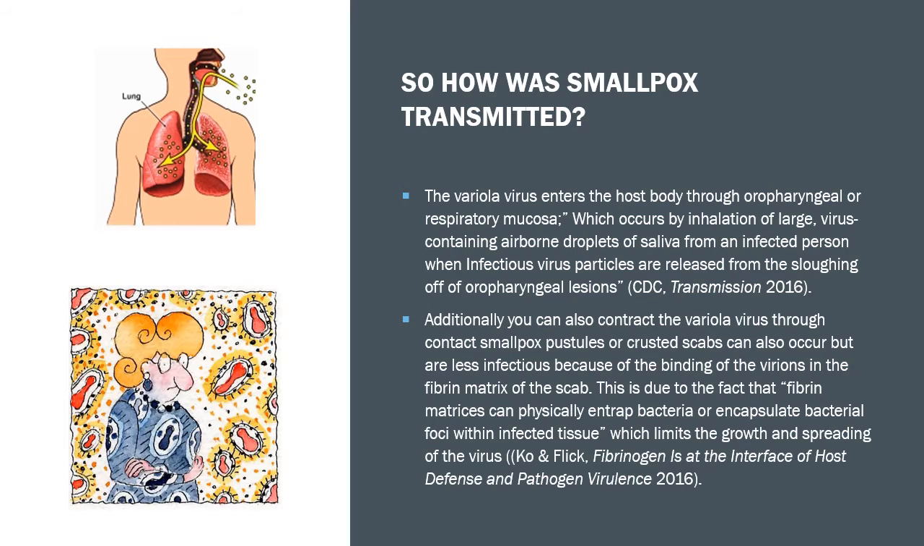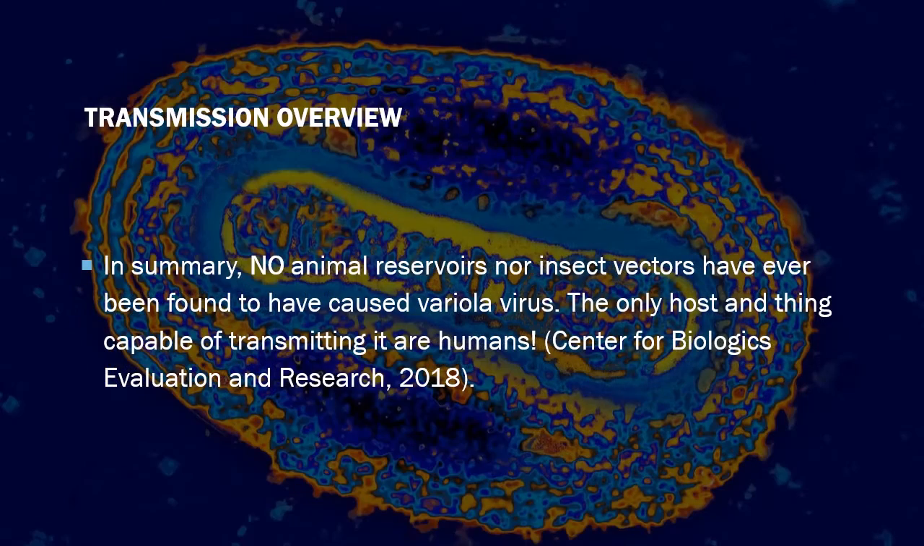Additionally, you could also contract it when you come in contact with smallpox pustules or crusted scabs. Now, this form of transmission is less contagious and it's because the fibrin matrix tends to hold the virus in place. Now, when something such as a bacteria or virus is within the fibrin matrix, this limits the growth and spreading of the virus to other hosts. There are no animal reservoirs, and no insect vectors have ever been found to have caused the virus. The only hosts and things capable of transmitting the virus are humans.